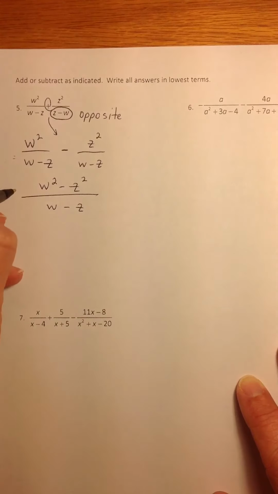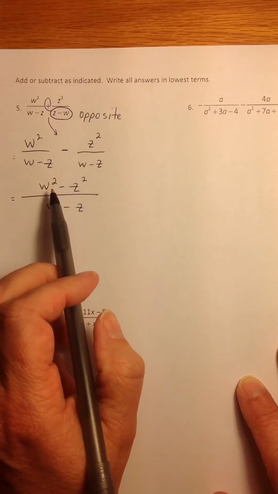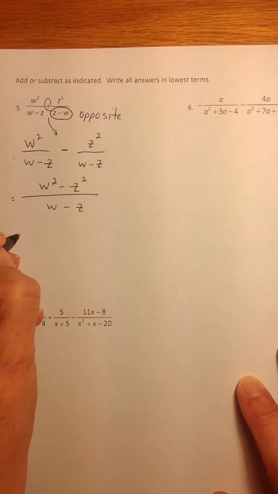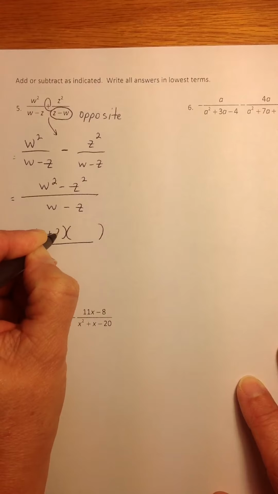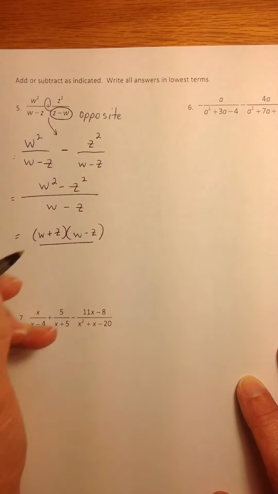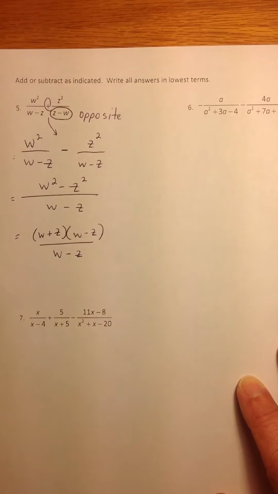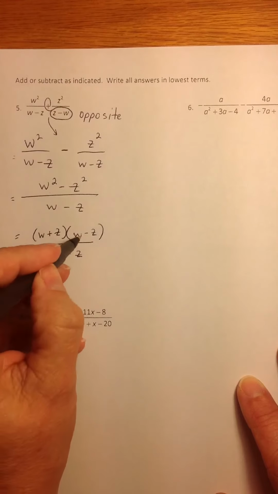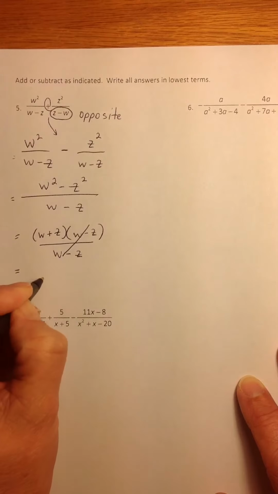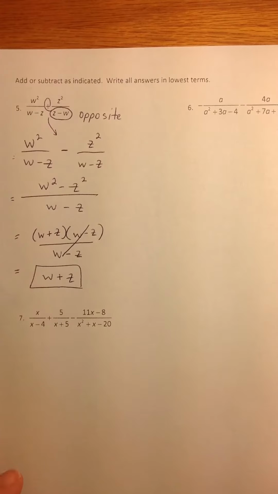The next thing I want to do is make sure that my fraction is in simplest form. I do that by looking to the numerator and seeing if it factors. Well, this is a difference of squares, so it does indeed factor. W plus z, w minus z over w minus z. I then want to cancel out common factors, so my w minus z's cancel out, and I'm left with w plus z as my final answer for number 5.